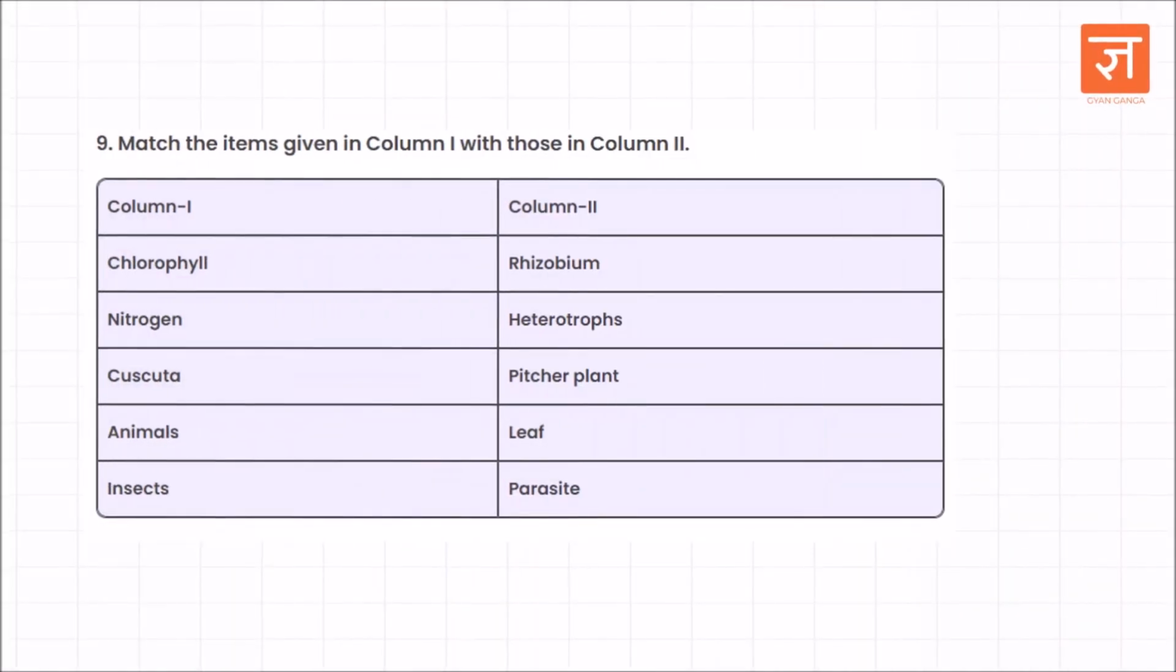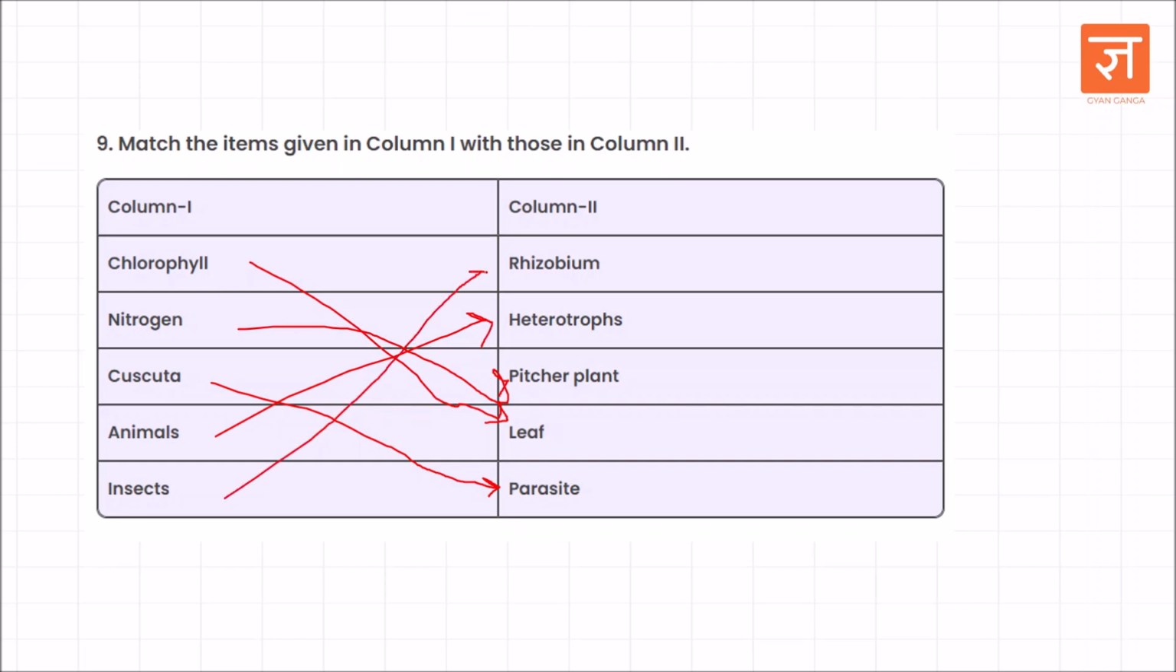So we have here match the following. Chlorophyll. Chlorophyll किस में present होता है? Leaves में. Nitrogen. Pitcher plant. Cuscuta. Parasite. Animals, heterotrophs. Insects, rhizobium. Clear?